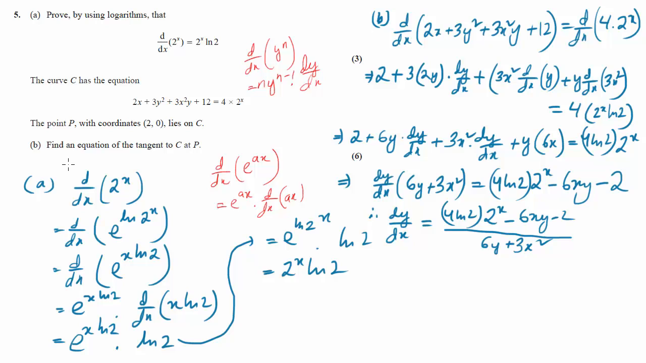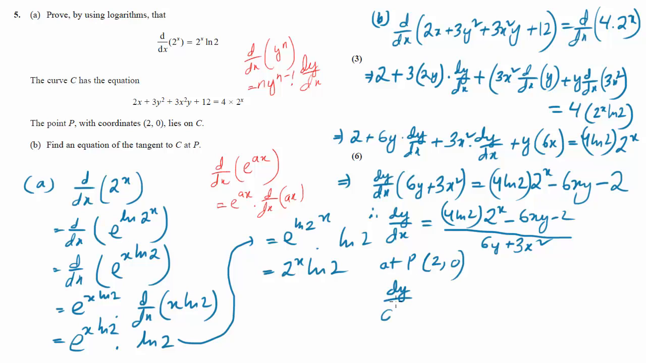So what we have to do is find the equation of the tangent. Now for the equation of a tangent, we need to know the gradient of the curve. We know the gradient of the curve and the gradient of the tangent is the same. So we did not find the gradient yet. We just found an expression for the gradient. So for the gradient, we need the point. So at the point P, x is 2 and y is 0.